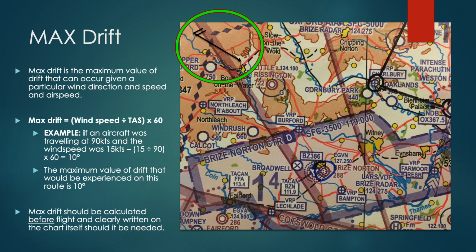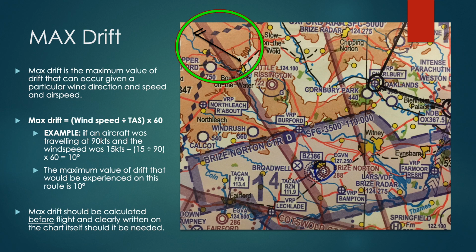So the way we're going to account for this drift is the max drift technique. And what it does is, max drift is the maximum value of drift that we could experience based on the strength of the wind. And depending on which heading we fly for the diversion, we'll take into account how much of this maximum drift we use.